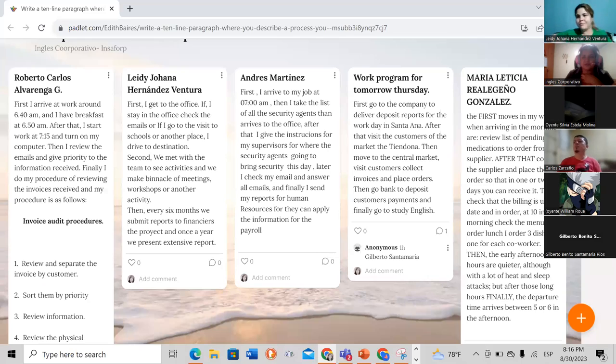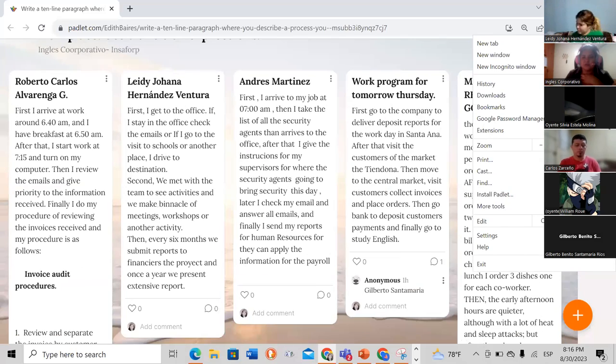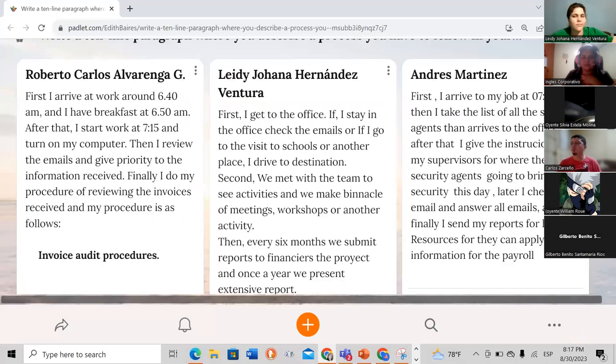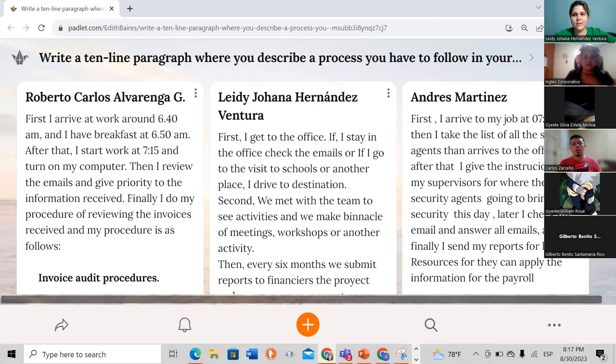Let me zoom this. Okay, teacher, I get it. Okay. First, I arrive at work around 6:40 a.m. and I have breakfast at 6:50 a.m. After that, I start working at 7:15 a.m. and turn on my computer. Then I review the emails and I give priority to the information received.